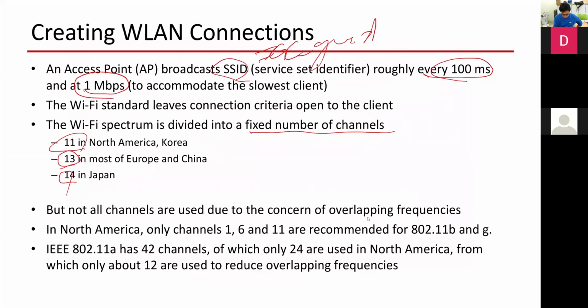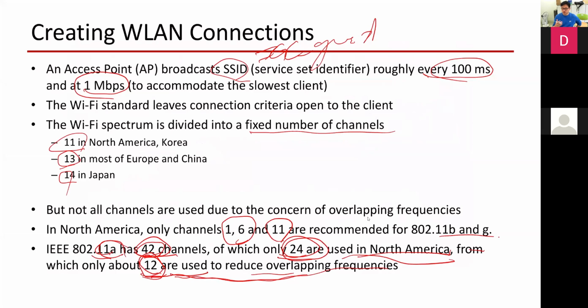So we now understand why it is 1, 6, and 11. 802.11a has 42 channels, not like 11 or 13, of which only 24 are enabled in North America, and only 12 of them are actually used because of overlapping frequencies. So we roughly have 11 to 13 frequencies.